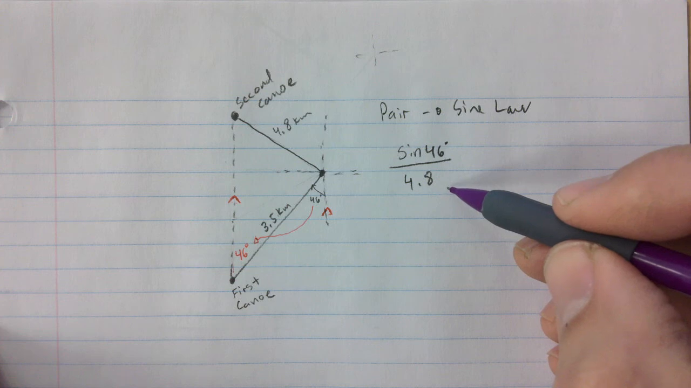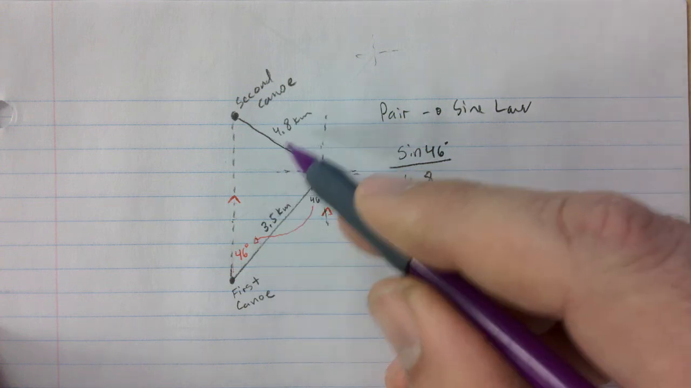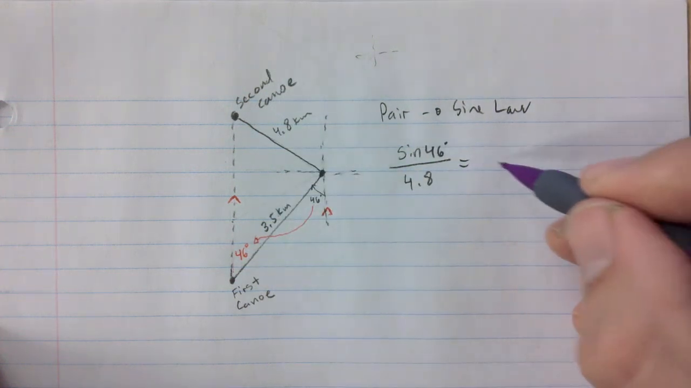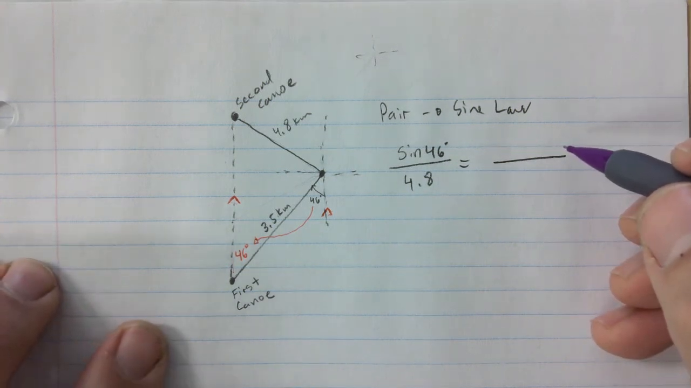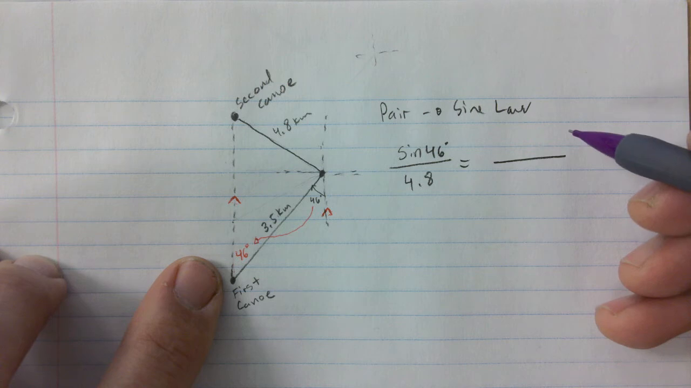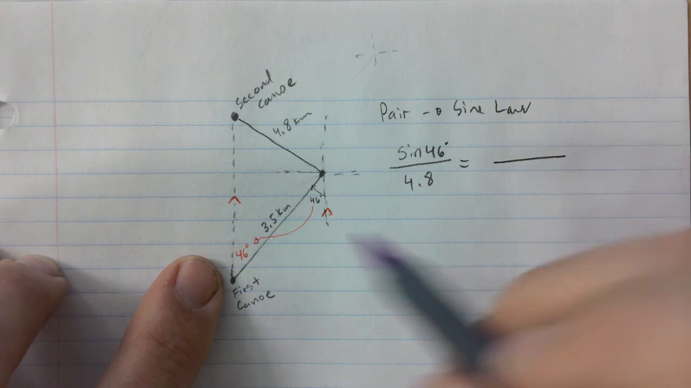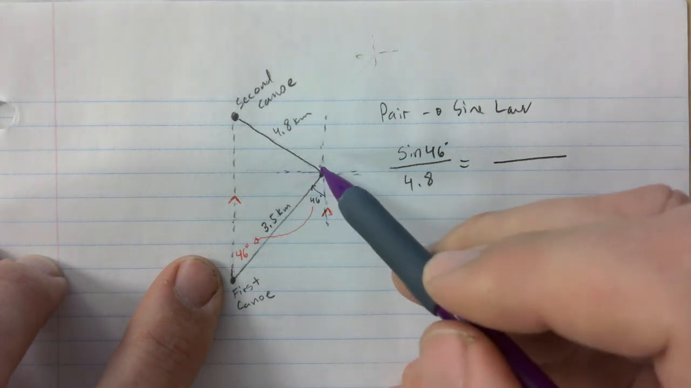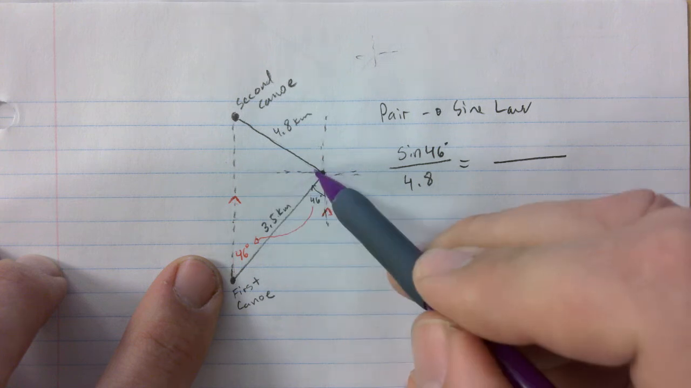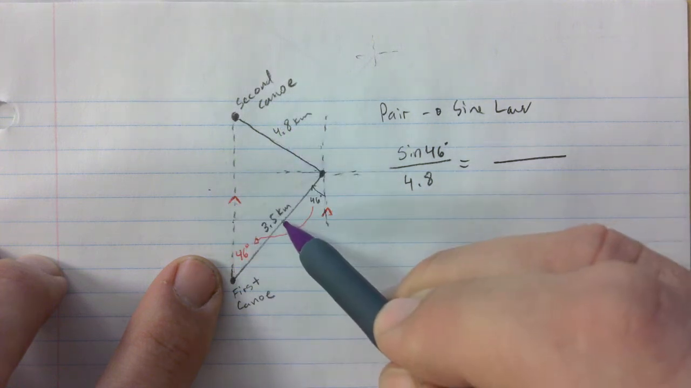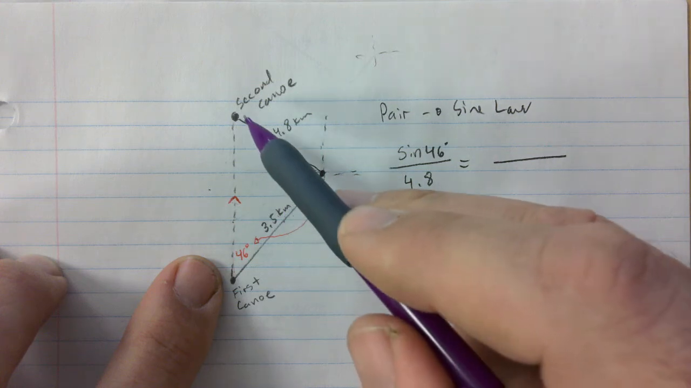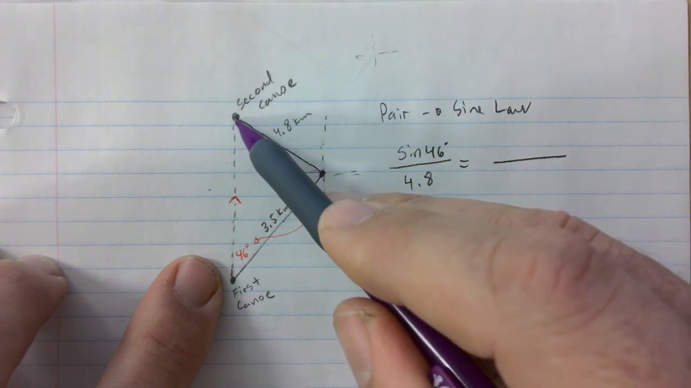Sine of 46 over 4.8, that's my pair here, is equal to, what do I want again? The distance between the canoes. So let me see, can I do that right off the hop? No, I can't, right? I don't have the angle, I don't have the side, but I do have this side. So I'm going to find this angle up here.